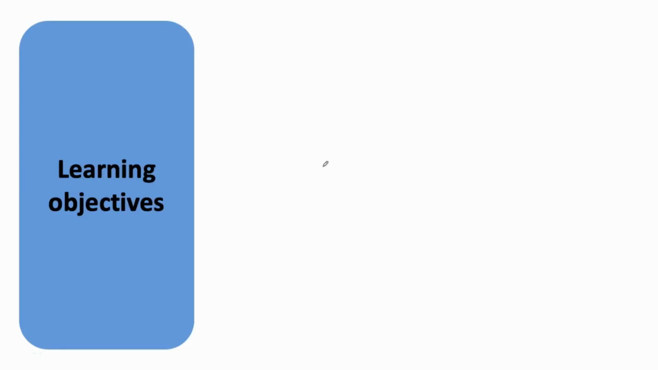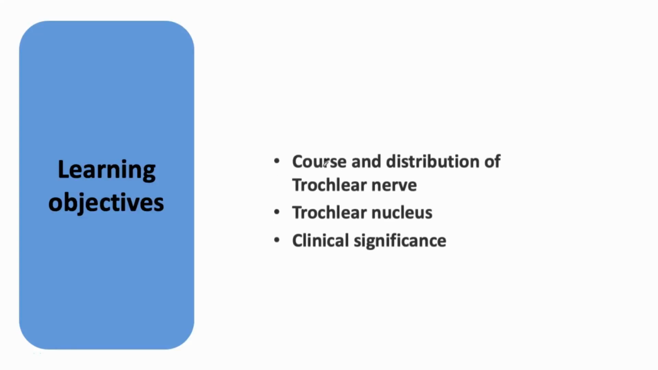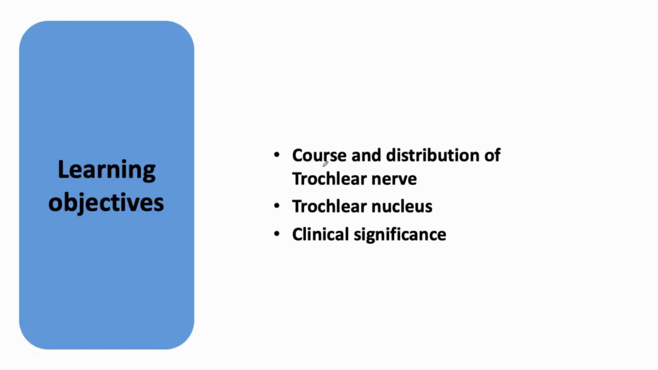Hi doctor, in this video I'll be discussing the course and distribution of the trochlear nerve, that is the 4th cranial nerve, and the location of the trochlear nucleus. Along with that, we'll conclude our discussion by discussing the clinical significance of trochlear nerve paralysis.